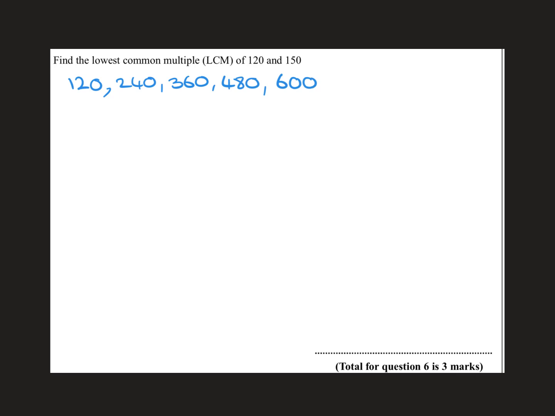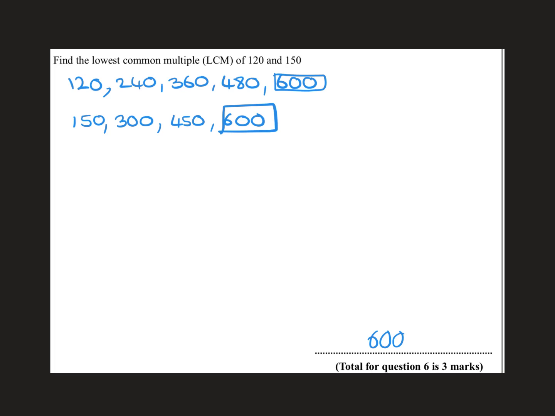Okay, let's then find the multiples of 150. So 150 plus another 150 would be 300. Plus another 150 would be 450. Plus another 150 would be 600. And there we've just spotted it. It is 600. So the lowest common multiple of these two would be 600.